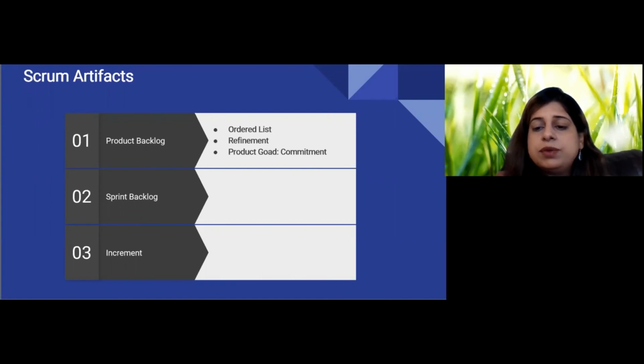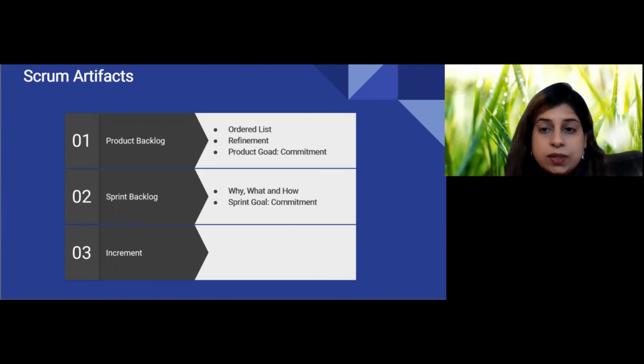It describes the future state of the product, which can serve as a target for the Scrum team to plan against. Next is the sprint backlog. The sprint backlog is composed of why, what, and how. The sprint goal is why. The set of product backlog items selected for the sprint is what. An actionable plan for delivering the increment is how. The sprint goal is a commitment for the sprint.